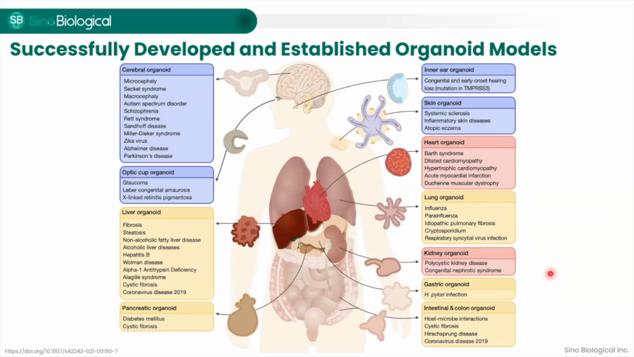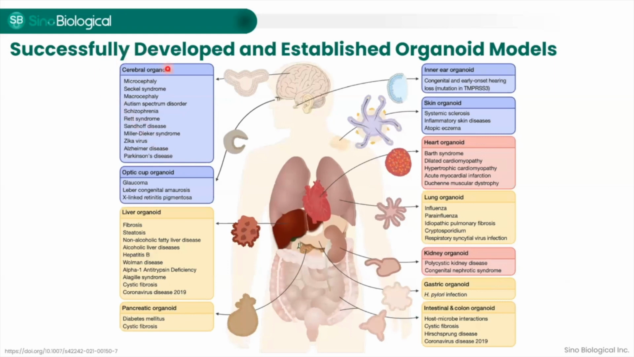So far we have seen what cells and factors differentiate into what organoids. Here we can see what different diseases these various organoids can be used successfully in studying. Organoids have emerged as powerful tools for disease modeling due to their ability to recapitulate the structure and function of specific organs or tissues.